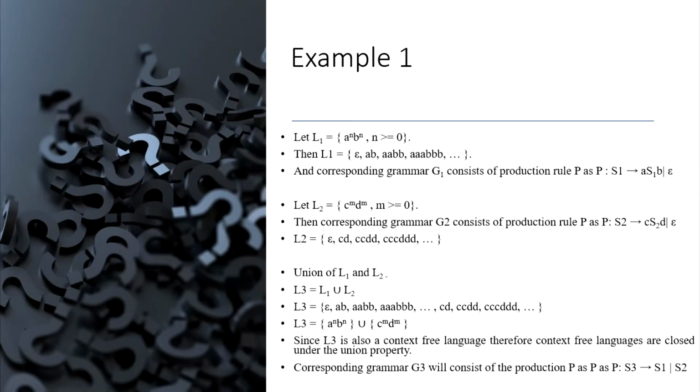In example 1, we have taken L1 as a^n b^n, and in this set L1 we are going to have epsilon, ab, aabb, basically all the strings in which the number of a's and number of b's are equal and b follows a. And for L2 we have taken c^m d^m, which basically means that the number of c's and number of d's would be equal and d would follow c.